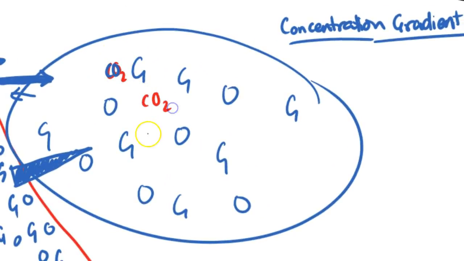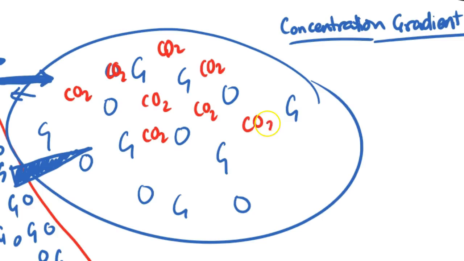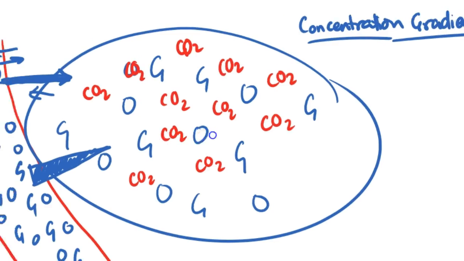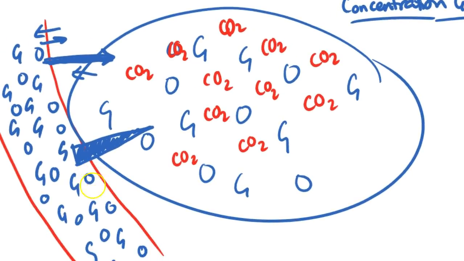If you've got lots and lots of CO2 here, it's actually going to get in the way of the glucose and the oxygen combining and hitting. So you've got to actually get rid of your waste products, because if they actually get built up in the cell and aren't removed, they will actually slow down your chemical reaction because they'll interfere with the collisions between the glucose and the oxygen.